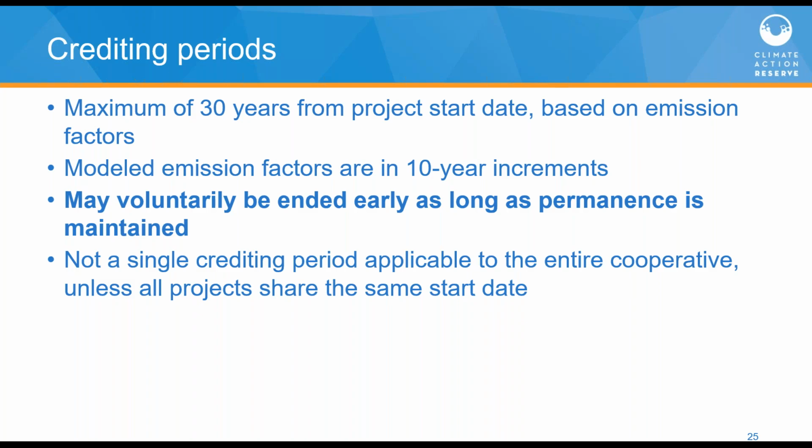You can voluntarily end the crediting period at any time. This is separate from the permanence period, which I'll talk about later. But if you are only interested in verifying and receiving credits for the first 10 or 20 years, that's generally fine. In terms of cooperatives, the cooperative doesn't have its own crediting period. Each project is going to have its own crediting period, so your cooperative could actually live on for decades.